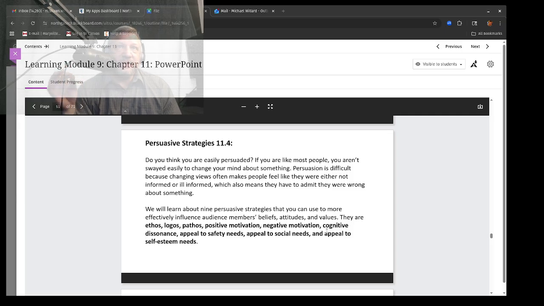In this section, we'll talk about the 9 persuasive strategies you can use to effectively influence audience members' beliefs, attitudes, and values. Ethos, logos, pathos, positive motivation, negative motivation, cognitive dissonance. Talked about that earlier. We're going to get to talk about it in depth in a moment. Appeal to safety needs, appeal to social needs, and appeal to self-esteem needs.